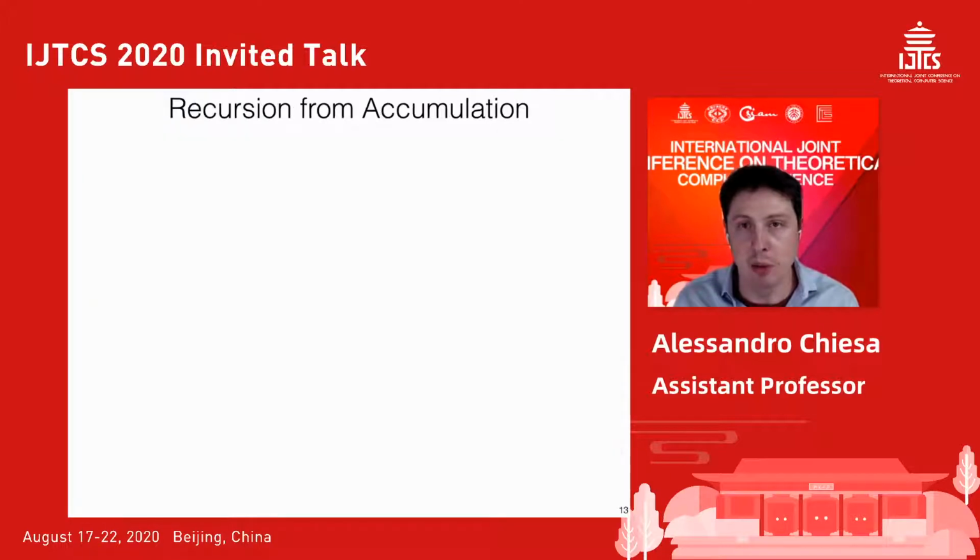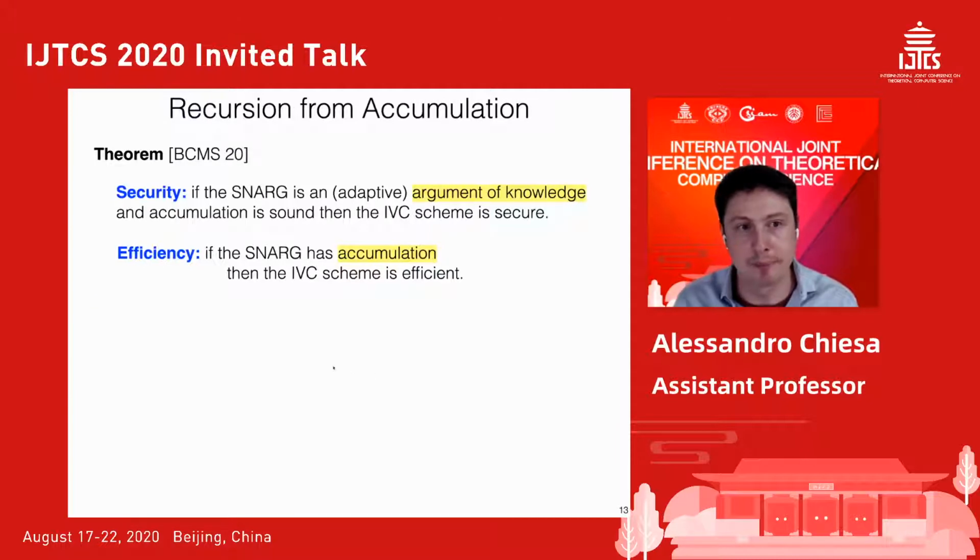So this leads to an updated theorem. Like before, from a security standpoint, if the snark is a snark, namely an adaptive argument of knowledge, and the accumulation scheme is secure, I didn't really go too much into the accumulation scheme security, but that's okay, then one can prove that the IVC scheme is secure.